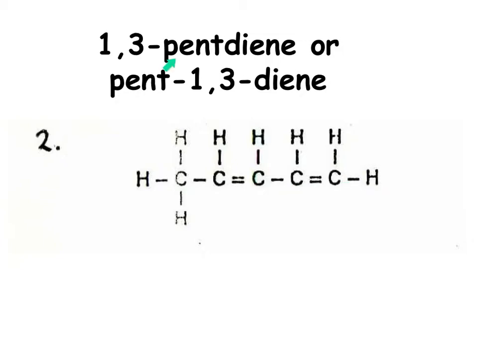So again it's pent. This time I've got 2 double bonds, so it is diene, 2 ene groups. And where are they? Label from the side closest to the functional group, 1, 2, 3, 4, 5, and therefore it's on carbon 3 and carbon 1.